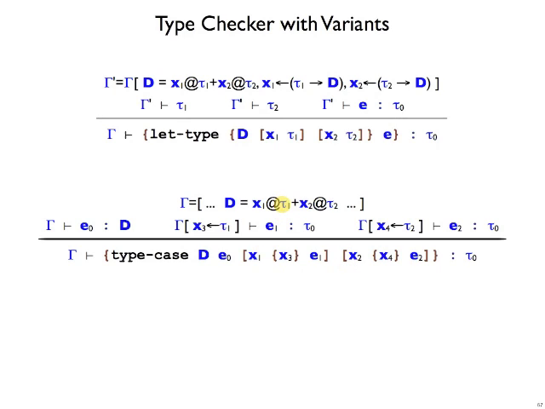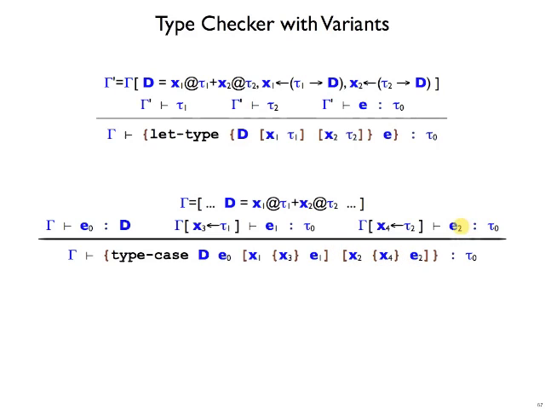x1's field type is tau1, so that means x3 here is going to have tau1 in E1. And that's what we wrote right here. Take the environment, extend it with x3 has type tau1, then type check E1 to get some tau0. x2, x4, and E2 are the same.